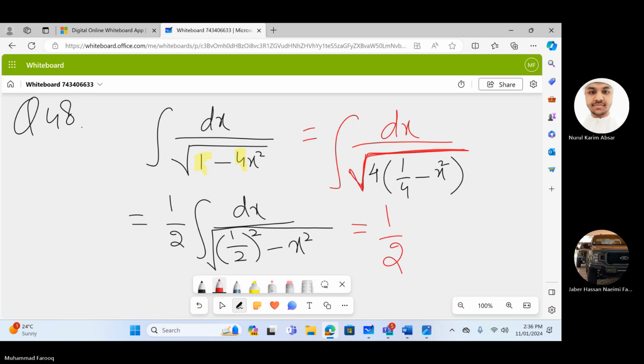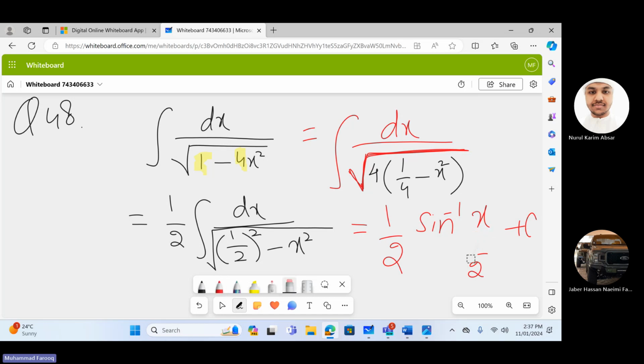What does the formula say? Open the formula sheet, please. Sine inverse of U over A, where U is the function. Right now, my U is x. Divide by A. A means the constant. What is the constant in my case? 1 divided by 2, but this is squared. And plus C, because it is indefinite. So it should be 2x, and of course this 1 by 2 will flip, so it goes with x. So you get the answer.